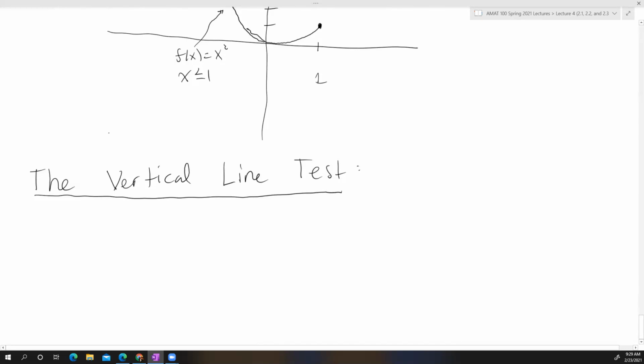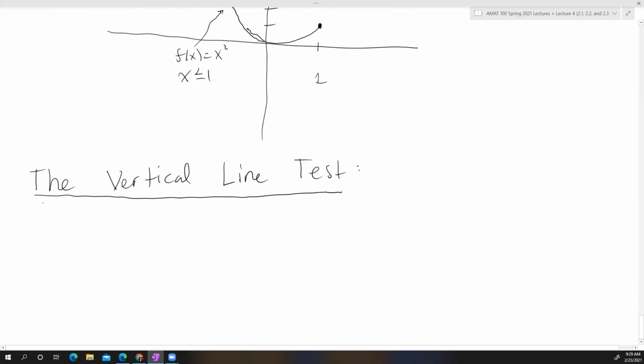So this gives us a way of determining whether a given plot has a function associated to it. So the vertical line test allows us to answer the question, given a plot, is it the plot of some function?